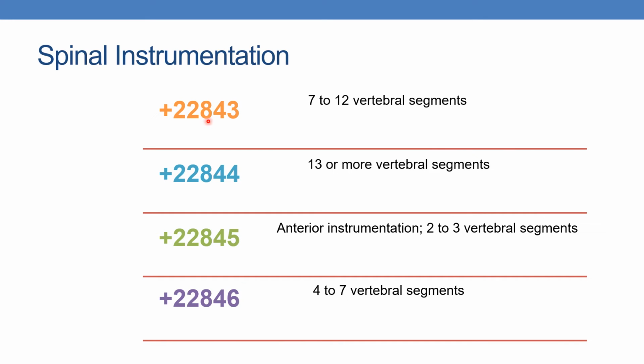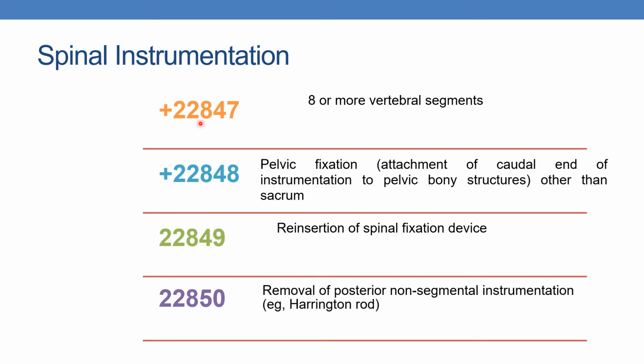The next code is 22843. For 7 to 12 vertebral segments, you need to report 22843. And for 13 or more vertebral segments, you need to report 22844. For anterior instrumentation, 2 to 3 vertebral segments, you need to report 22845. For anterior instrumentation of 4 to 7 vertebral segments, you need to report add-on code plus 22846. And for 8 or more vertebral segments, you need to report 22847.